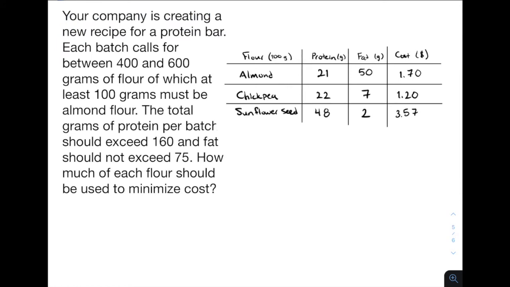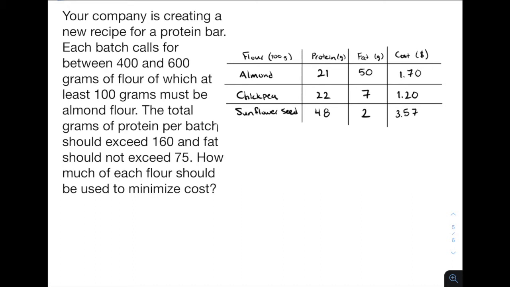Your company is creating a new recipe for a protein bar. Each batch calls for between 400 and 600 grams of flour, of which at least 100 grams must be almond. The total grams of protein per batch should exceed 160, and fat should not exceed 75. How much of each flour should be used to minimize cost?